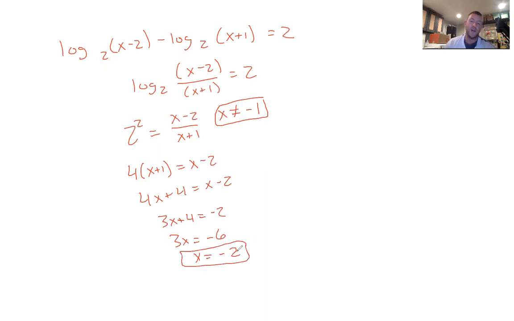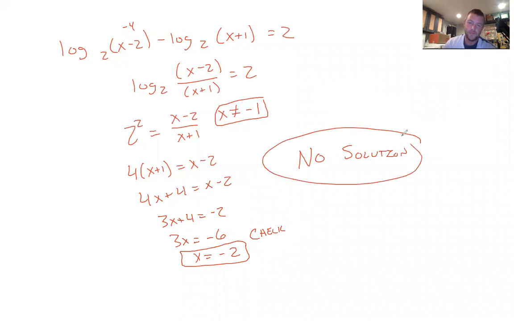Now I need to check that, because I can't have negatives in here. If I plug negative 2 in, negative 2 minus 2 is negative 4. So automatically, this is not a solution. If that was the only solution I got and I plug it in and it's not one, then your answer is going to be no solution.